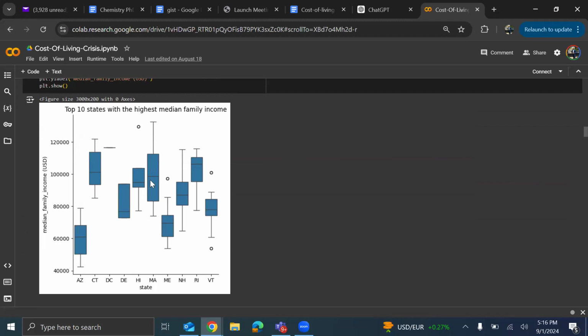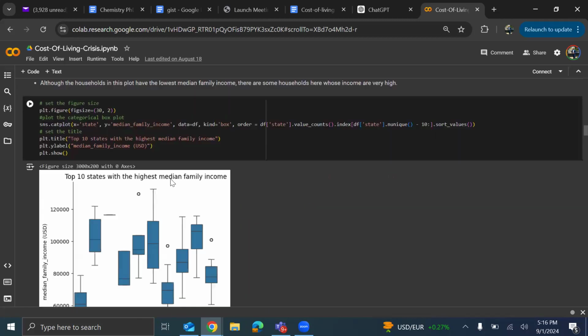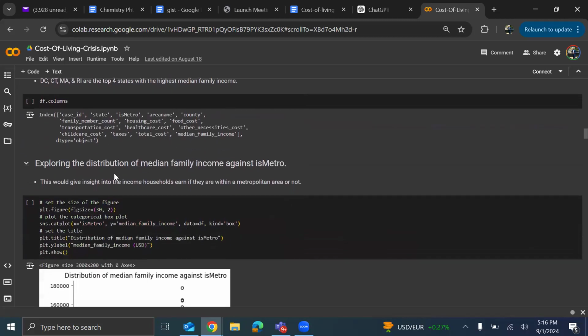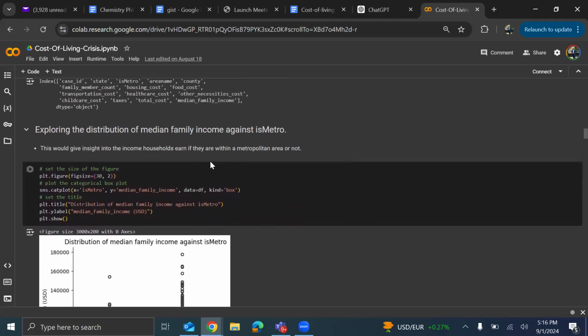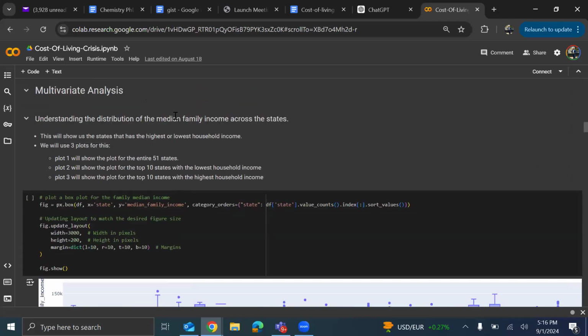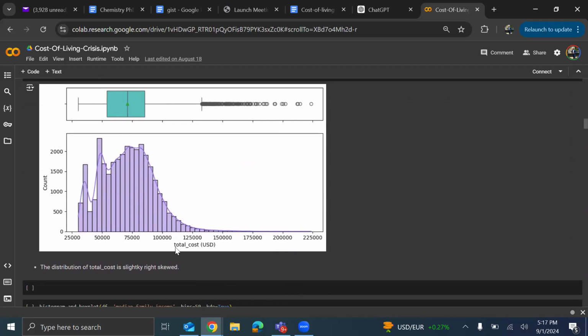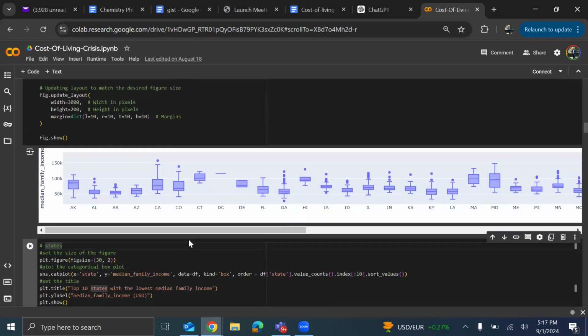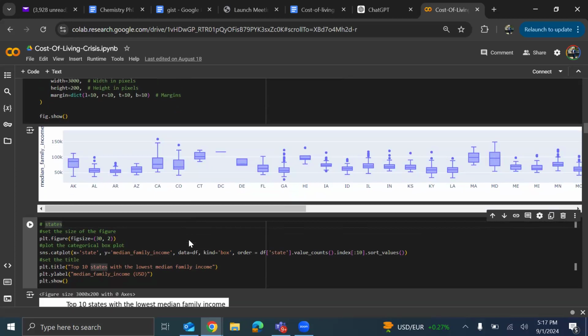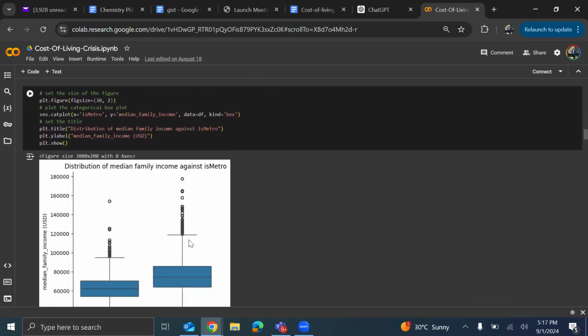Those are the top states, and these are the low states. Here we're showing the distribution of, what we call bivariate analysis. All of the ones before, where we were exploring just one feature, were univariate analysis. Now we are exploring two features at the same time.